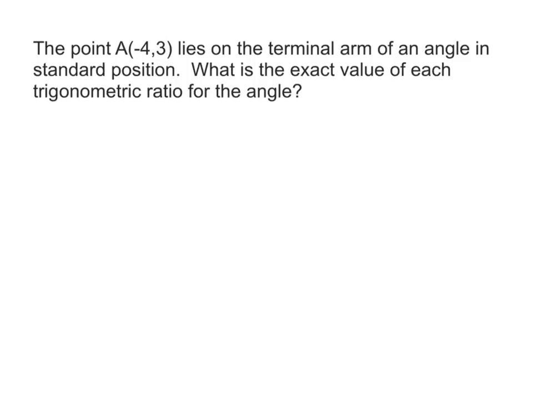This first question says the point -4, 3 lies on the terminal arm of an angle in standard position. What is the exact value of each trig ratio for the angle? So I want to think about what this is going to look like. Here's my x and y axis. The point is -4, 3. So which quadrant is that in?